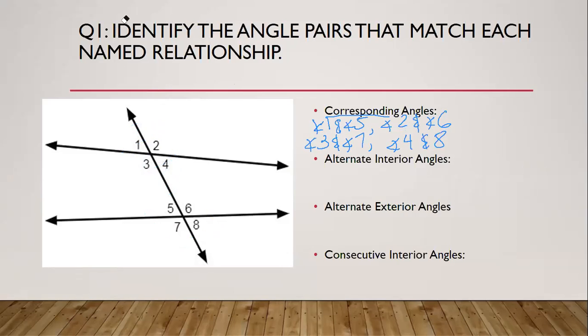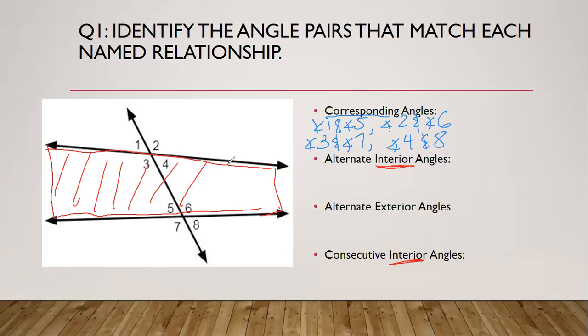Let me erase these. Okay, next one, I'll do this one in red. We have alternate interior angles. Okay, so whenever we see the word interior here and here, we're talking about the angles that fall in between my 2 lines that are being cut by the transversal. So we're talking about this space here. Okay, that's the interior. Okay, so when we say alternate interior, we're saying alternating along the transversal, so on opposite sides of the transversal.